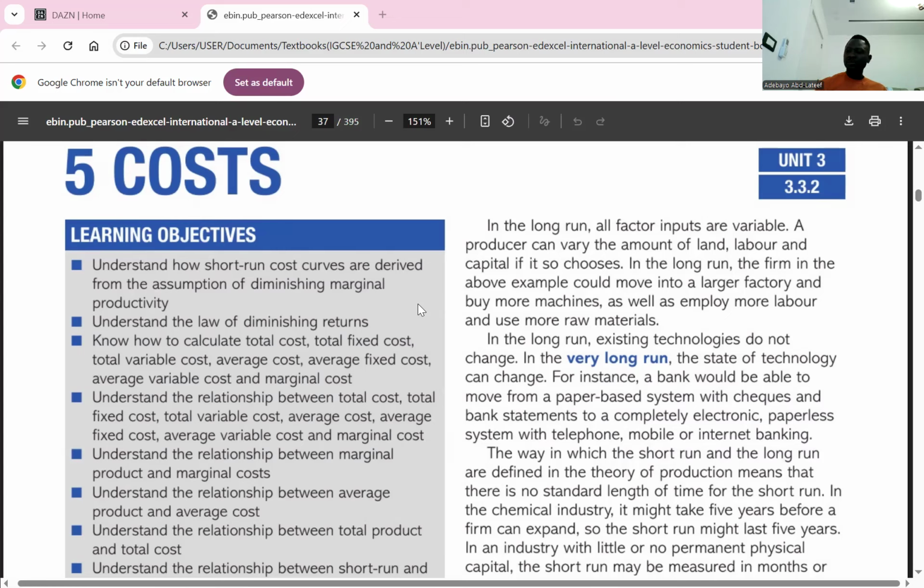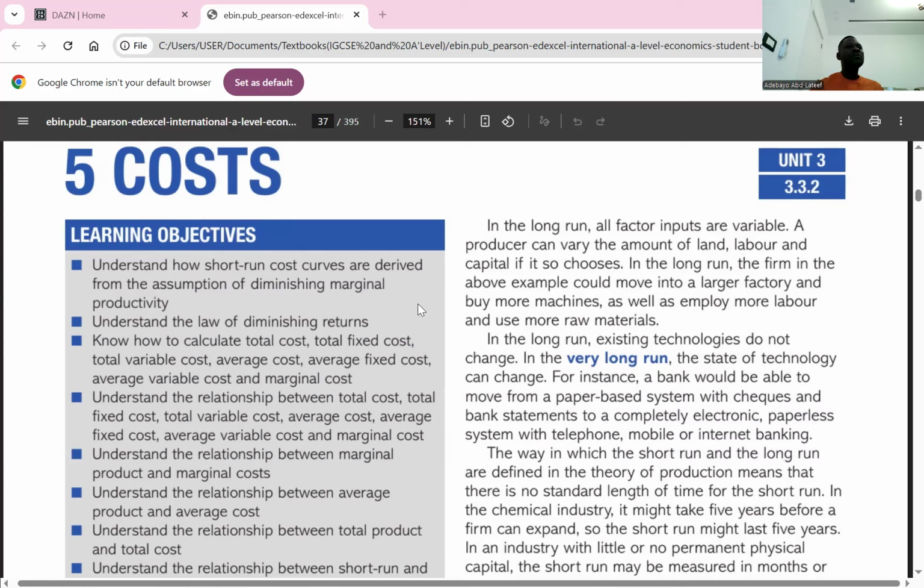So here I wrote the short run and the long run. In the short run, producers have the problem that at least one of their factor inputs is fixed in supply. This simply implies that in the short run, there's a constraint on how much product can be produced by a firm. In the short run, there's a problem, and the problem is that there's a constraint on what we can produce.